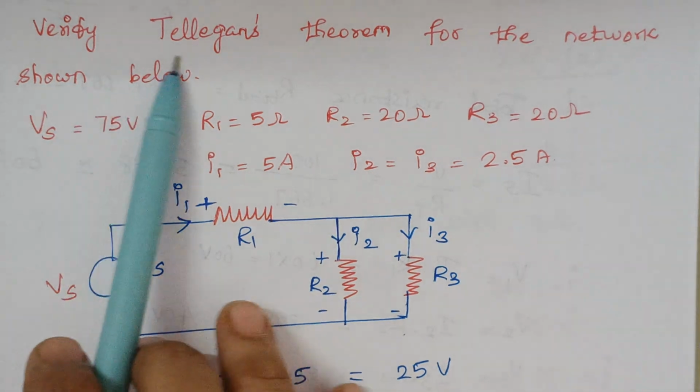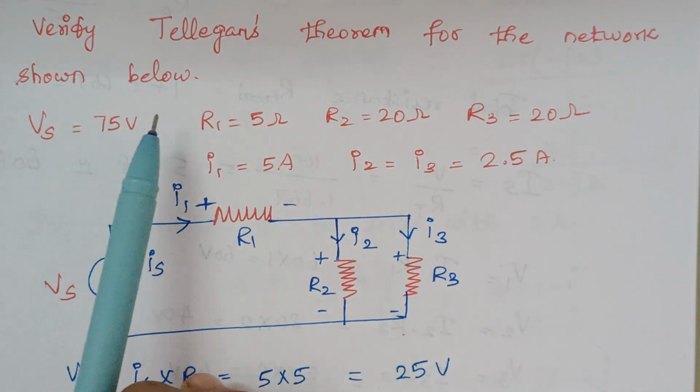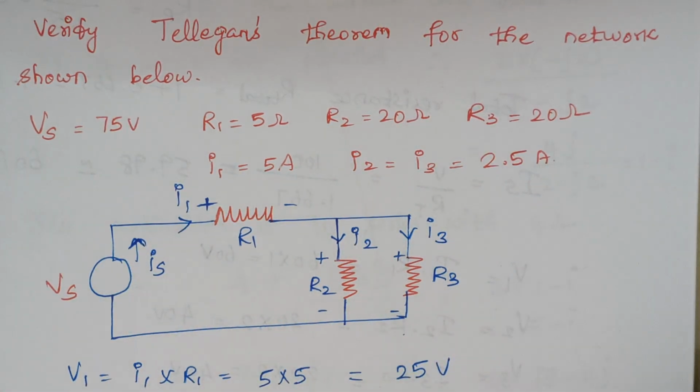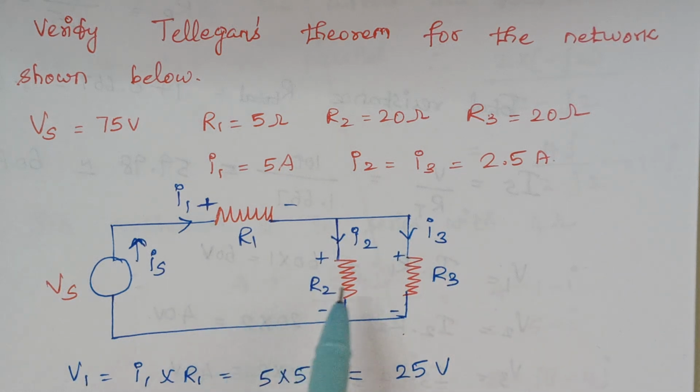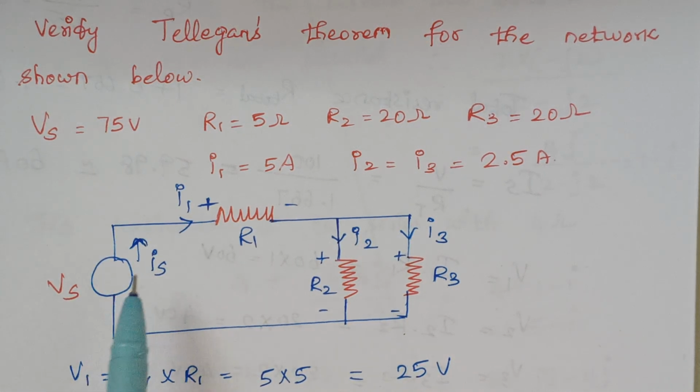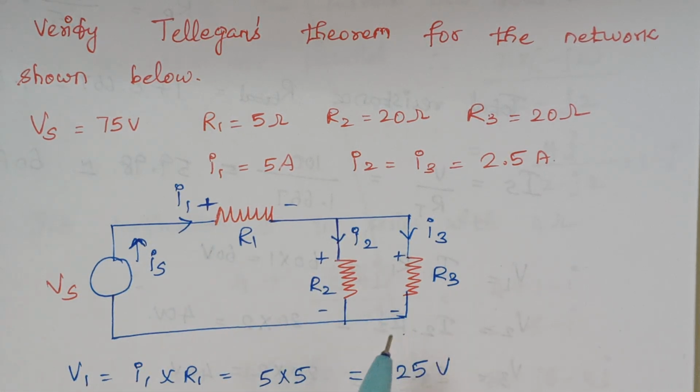So here, verify Tellegan's theorem for the network shown below, and these are all the given data, right? R1, R2, R3 values are given and respective I1, I2, I3 is given and Vs, that is the source voltage, is also given, right? So as I said, power delivered is equal to power absorbed. So here in this case, the power will be delivered by our source and power will be absorbed by our resistors.